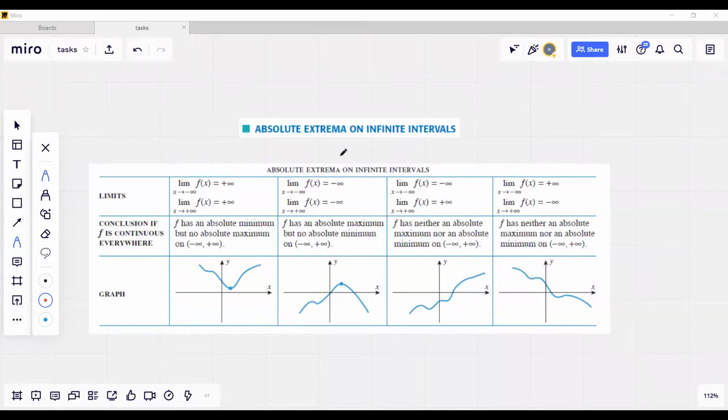Existence of absolute extrema for a function on infinite intervals is not guaranteed, but we can study the end behavior of our function to find whether this function has absolute extrema or not. So for instance, if we have the following continuous function, and if its end behavior is that it's going to increase without bounds when x goes to minus or plus infinity, then our function will not have absolute maximum, but it will have absolute minimum on interval from minus infinity to plus infinity.